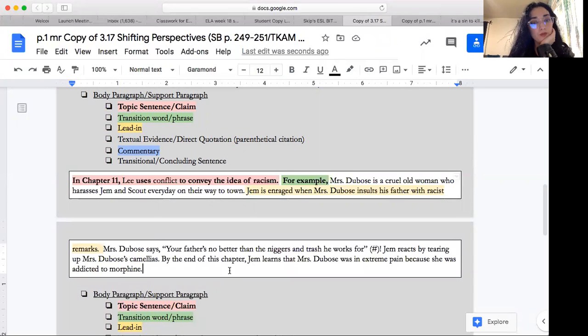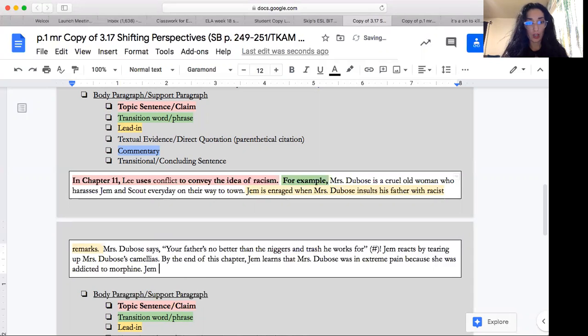So she started out racist. He finds out she was in extreme pain. So I can say, by the end of this chapter, Jem learns that Mrs. DeBow was in extreme pain because she was addicted to morphine. So you can take this lots of different directions, but for me, since I think what this book is trying to say is how we should see the good in everyone, I'm going to say that Jem saw the good in Mrs. DeBow.